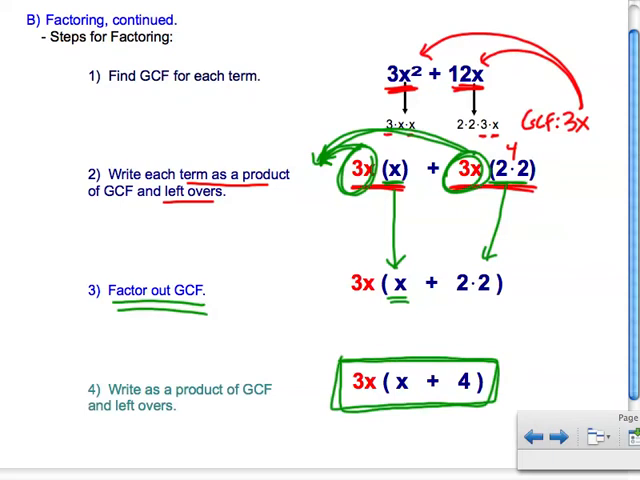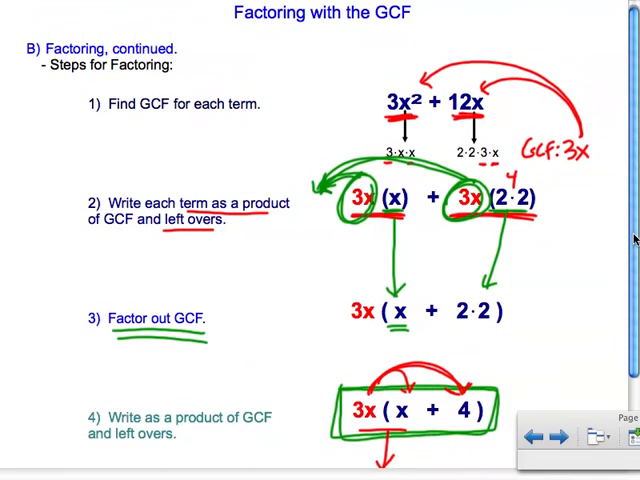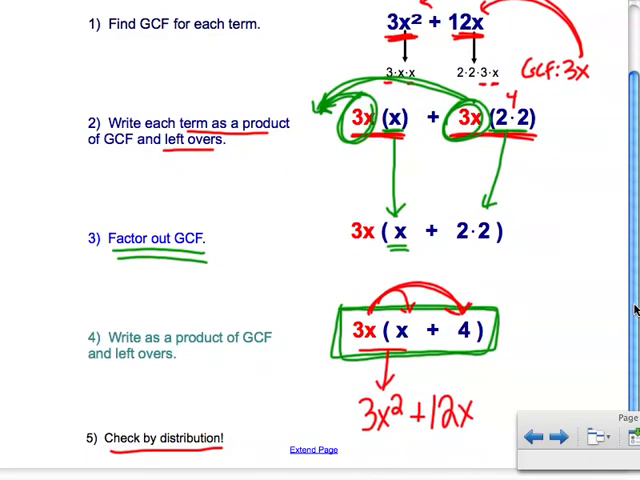If you want to check it, which you should, check by distribution. If you're not sure if it's right, just simply distribute and see if you get what you started with. This one here is going to be 3x squared. 3x times x is 3x squared, plus 3x times 4 is 12x. Is that what I started with way up there? Yes. So I know I got it right.